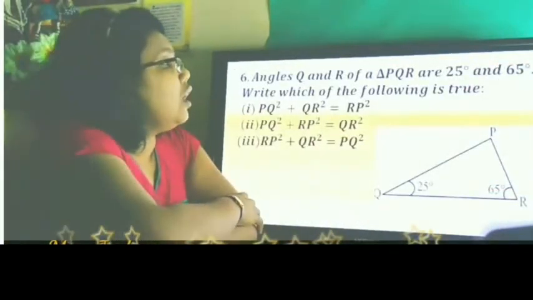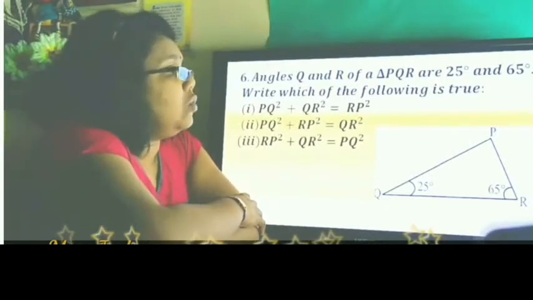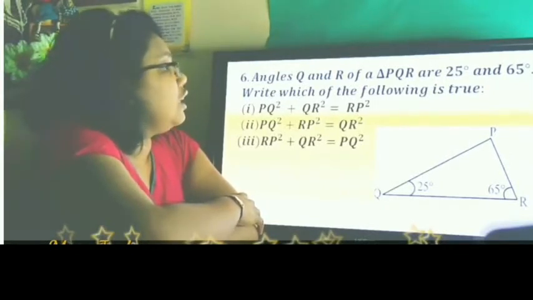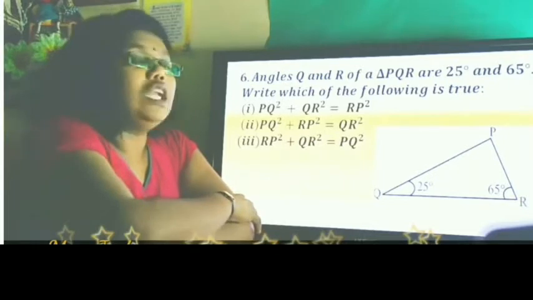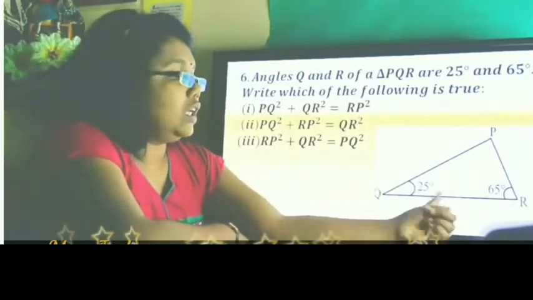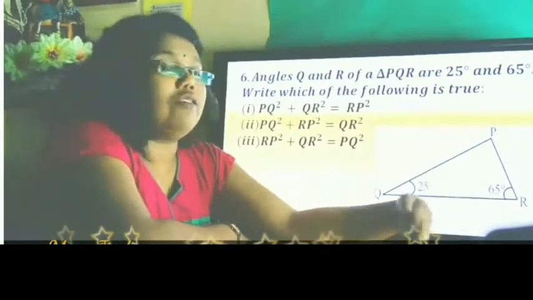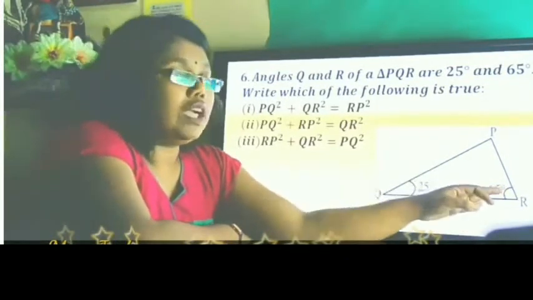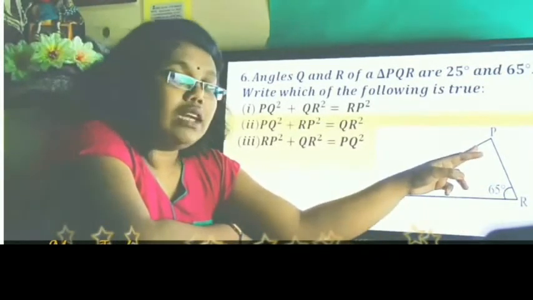Angles Q and R of a triangle PQR are 25 and 65 degree, right? Which of the following is true? Now here, this is a right angle triangle. How come we could say that? Because this is 25, this is 65. Addition of them gives you 90. So it is right angle at P.